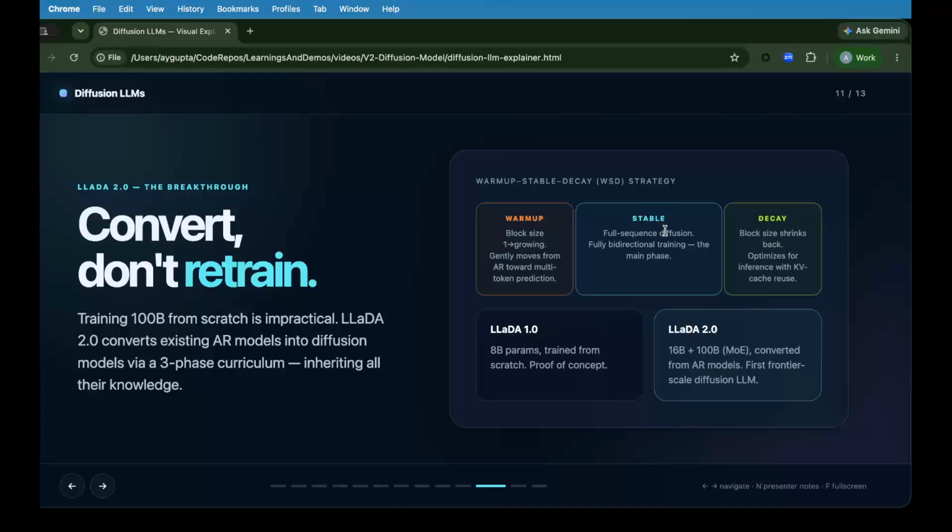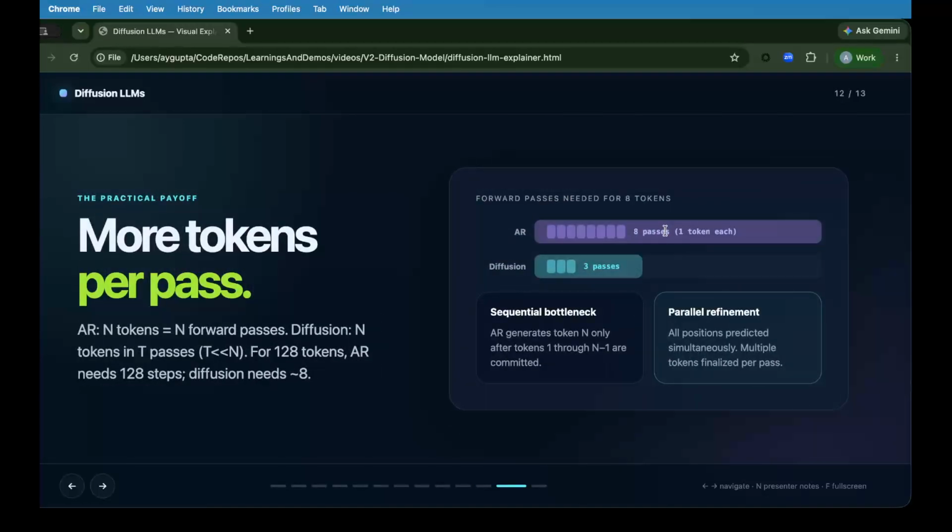The initial model that was created was LLaDA 1.0, which was an 8 billion parameter model trained from scratch. But LLaDA 2.0, which is a 100 billion parameter model, is converted from an autoregressive model. So it is the first frontier scale diffusion LLM. As we all know, in each pass we are able to generate more tokens in a diffusion model.